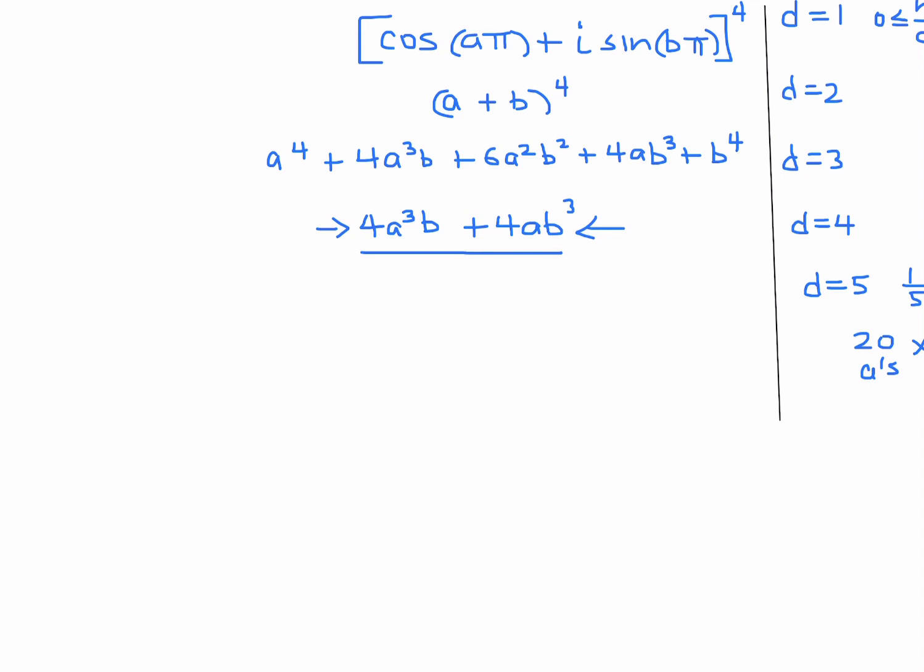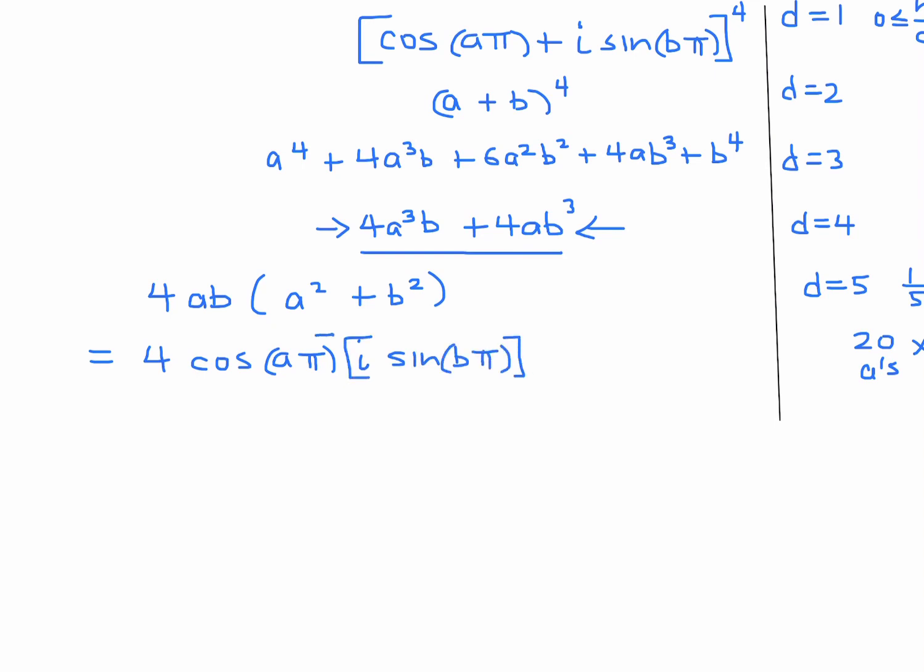Okay. Now we can substitute this for a and this for b. So when we do, let's factor it first, makes it a little bit easier. ab, and then we'll have a squared plus b squared. Now let's substitute our a and b. Our a is cos aπ, our b is i sin bπ, right? Like that. This is a and this is b. And then in the big brackets, we're going to have a squared plus b squared.